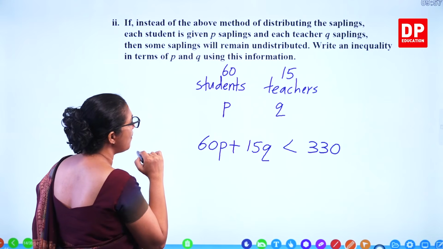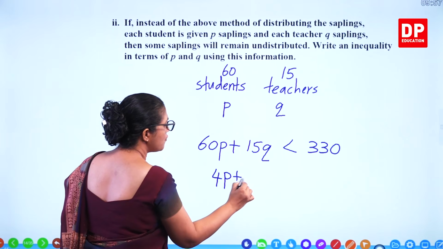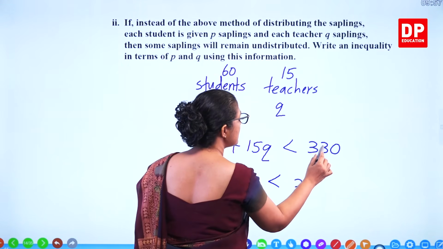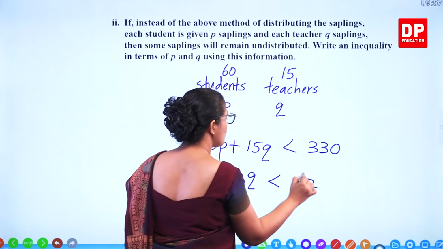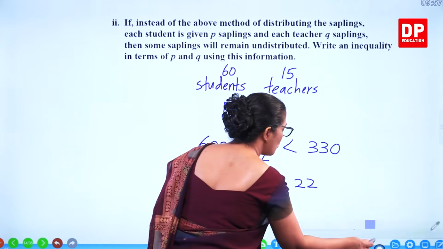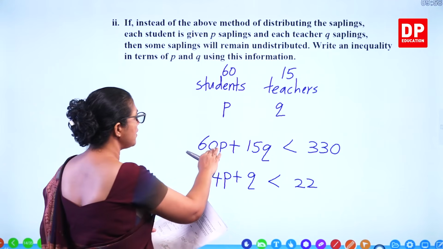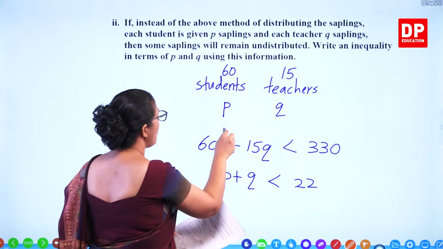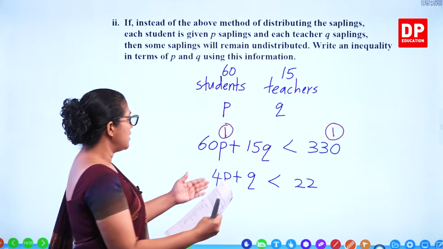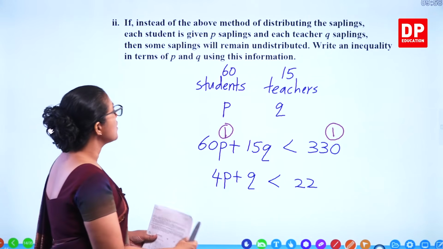So you can divide by 15. 15 times 4, 4P, 15 times 1, here 1Q, and 15 times 2 is 30, and for 30 another 2, so 22. So this is the other part. So you get 2 marks for the whole thing. So even for this you get full marks. So 1 mark for this side and 1 mark for this side. You can write the simplified version as well. So that's the last part of this question.